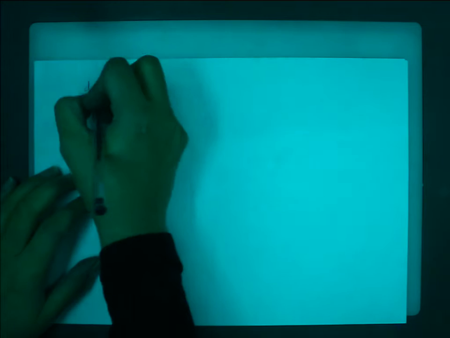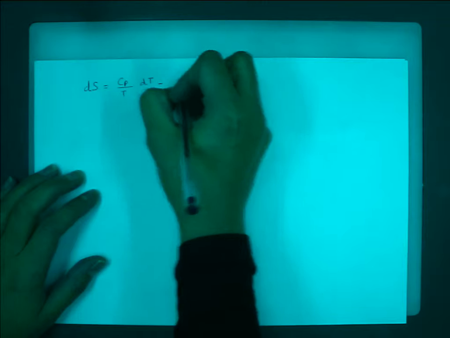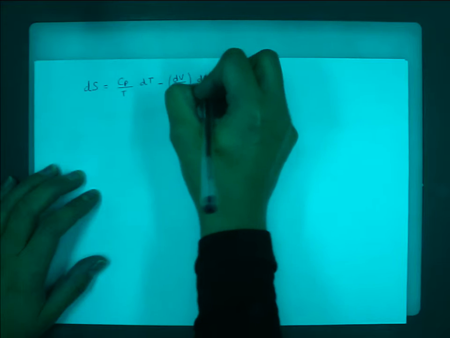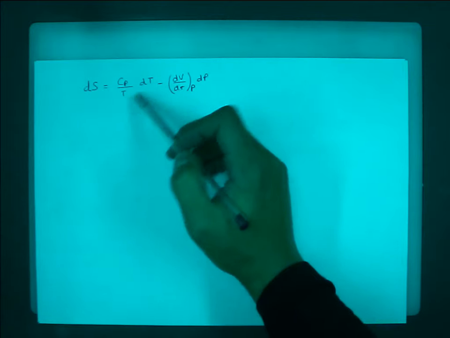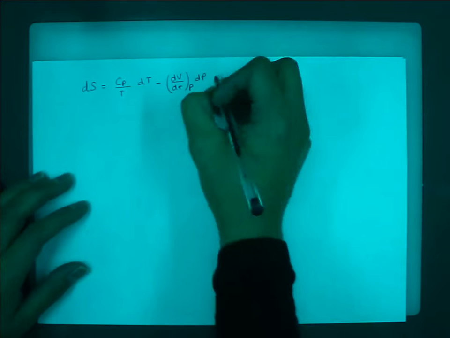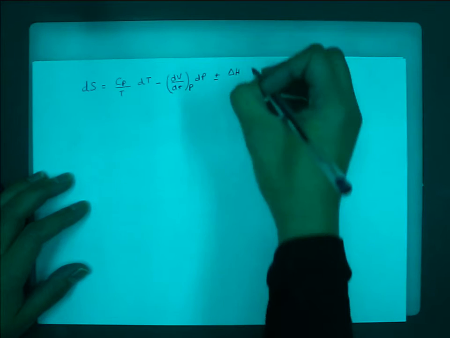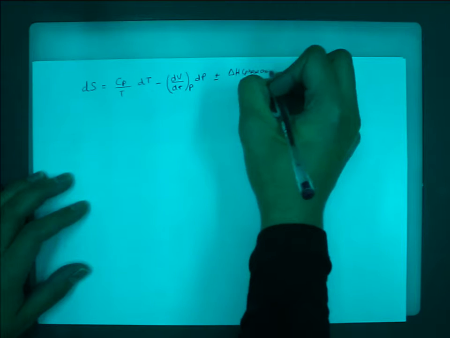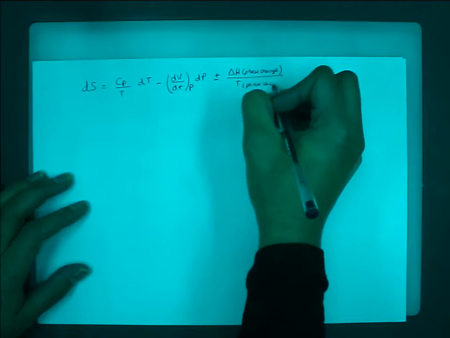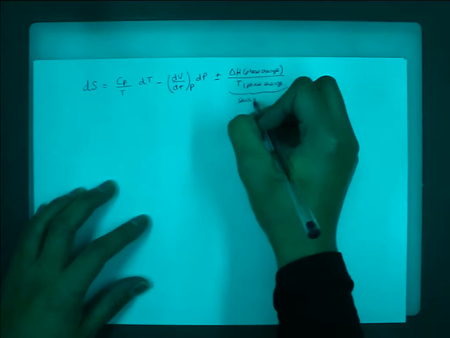So the general equation of this: Cp over T dT minus dV over dT at constant P, dP. So this is the change produced by a change of temperature. That's the change in entropy by a change of pressure. And then we will also have an effect by the phase change. And this is given by the enthalpy of evaporation, which will be the phase change, over the temperature where we have the phase change. And this is what we will call the sensible heating.